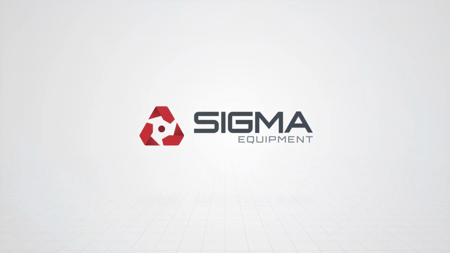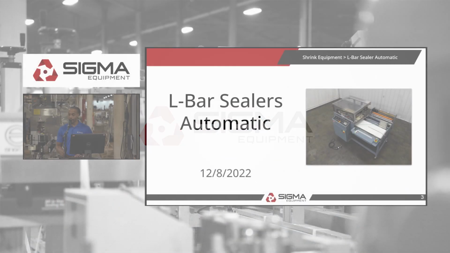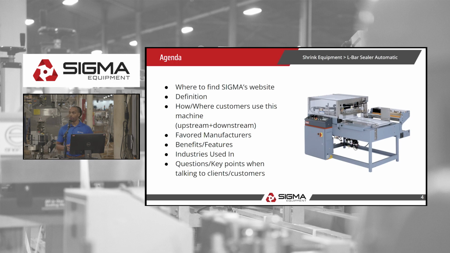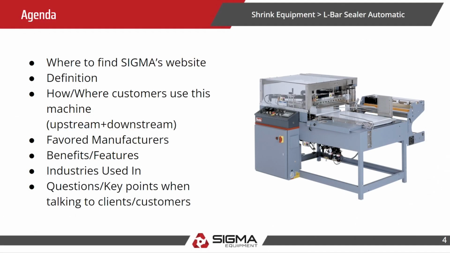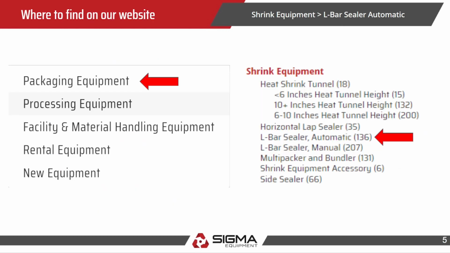And today we will be talking about L-bar sealers, automatic. So what we will learn today is where to find this on Sigma's website, what an L-bar sealer is, what its functionality does, how and where customers use this in their production line, and where we typically see this and things that come before and after this as well. Favorite manufacturers that we see in this industry, benefits and features to offer, questions and key points when talking to customers as well.